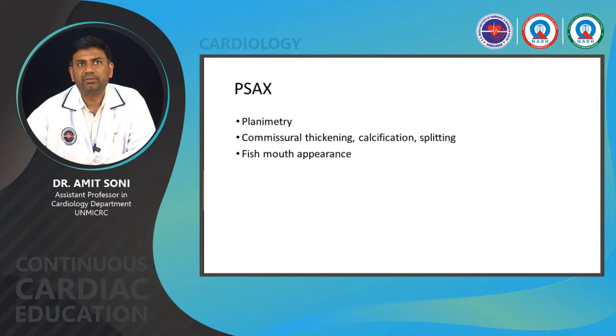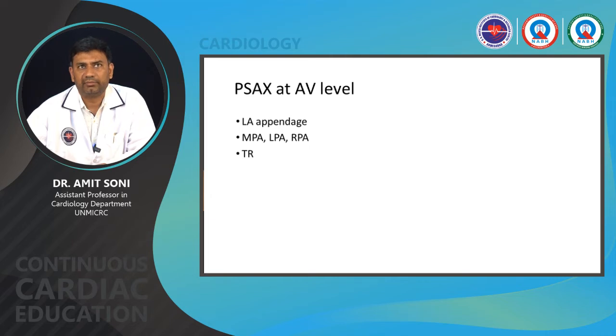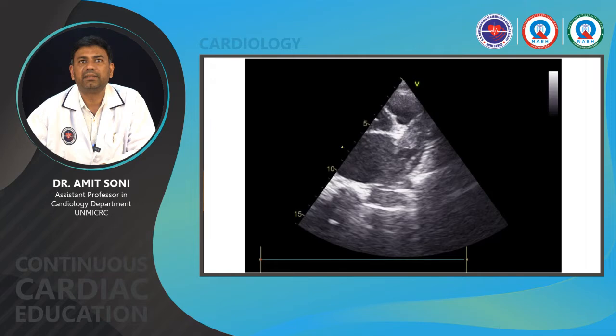Parasternal short axis view is used for the planimetry. Commissural thickening and calcification, splitting can be seen in this view, and the fish mouth appearance is seen in this view, the parasternal short axis view. At parasternal short axis view at aortic valve level, the LA appendage is seen. Now we can see here there is LAA and there is a thrombus in the LAA.